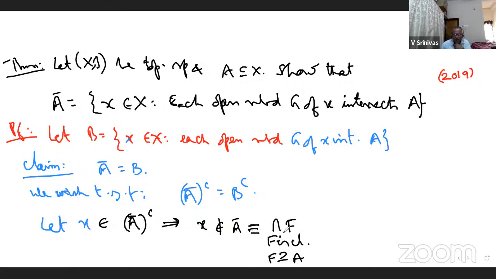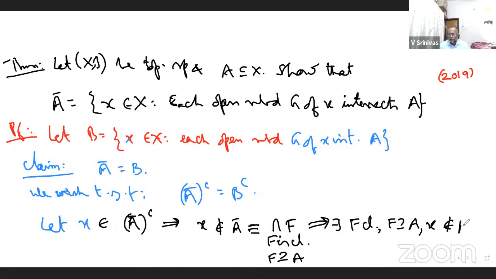Now, X is not in this intersection means X is not present in one of the constituent sets. If X is present in all the constituent sets, it will be present in the intersection, but it is not present in the intersection. Therefore, X is not in at least one constituent set, capital F. So this implies there exists an F closed, F contains A, such that X is not in F.